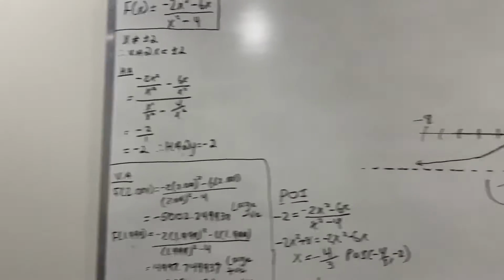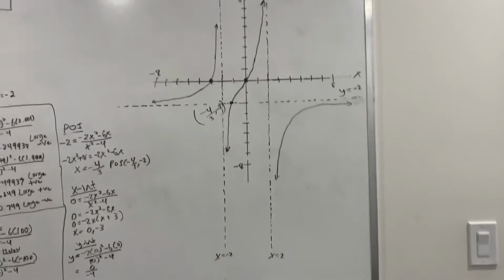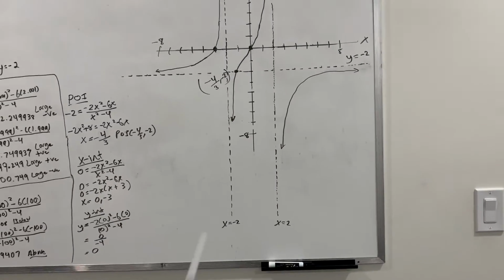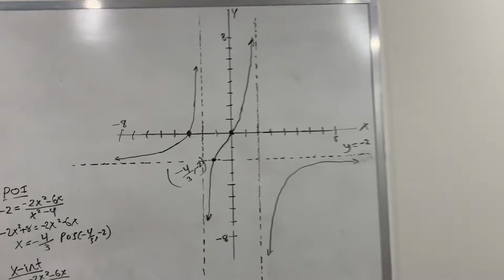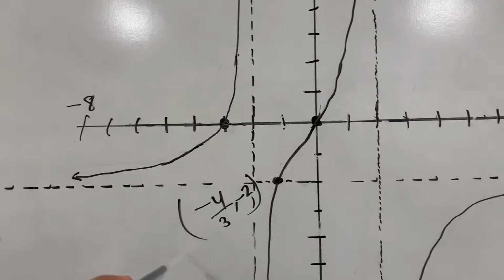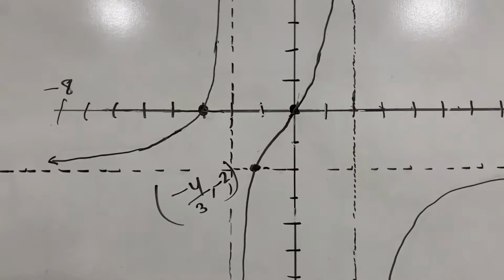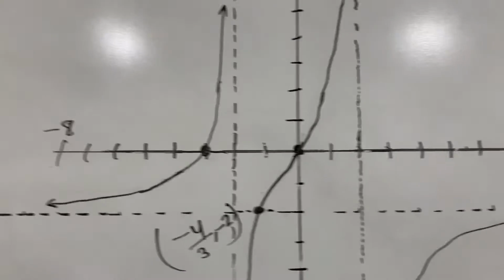So now moving on to how our graph would look. This is how our graph would look. We've got the asymptotes: x equals negative 2, x equals 2, and y equals negative 2. So these are our three asymptotes. This is our POI, negative 4 over 3 and negative 2. And these are our x-intercepts: negative 3 and 0.